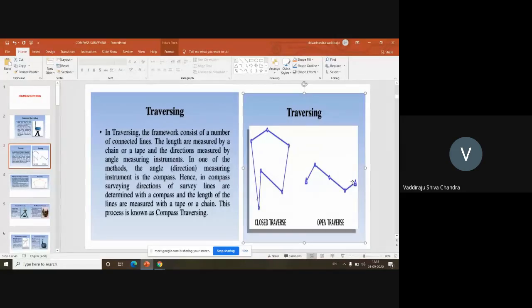What is the principle of chain surveying? Triangulation. What is the principle of compass surveying? Traversing. And what is the principle of surveying? Working from whole to part and establishing a new position with respect to two different measurements. So all these principles are different, so you should not get confused.